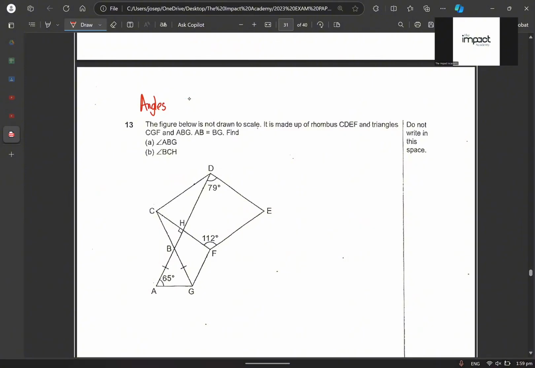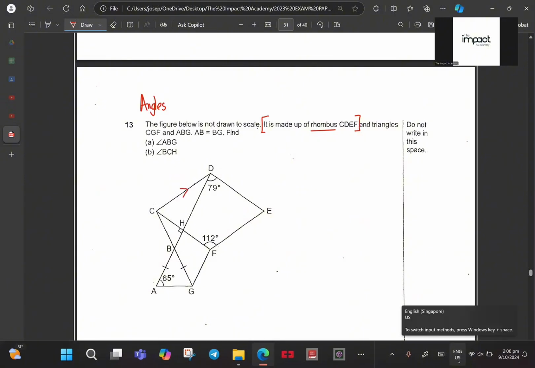For example, in the first part, it is made up of a rhombus. The moment I know it is a rhombus, and the rhombus over here is CDEF. Where is CDEF? You can see CDEF is here. We're going to show this is parallel to this, and this is parallel to this. All of these are very important. These are all the same because it's a rhombus. These are all very important information.